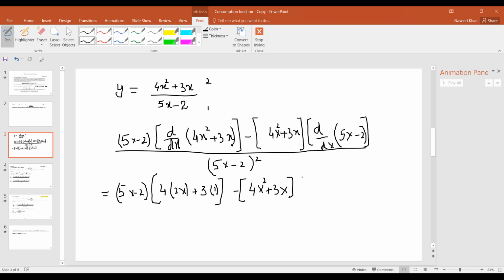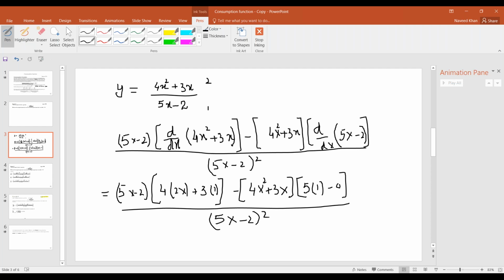and now this is the second function. Now we will take derivative of the first function, so it will become 5, derivative of x is 1, and the derivative of the constant is 0. Okay, and divided by 5x minus 2 whole square. Okay, 5x minus 2 whole square.